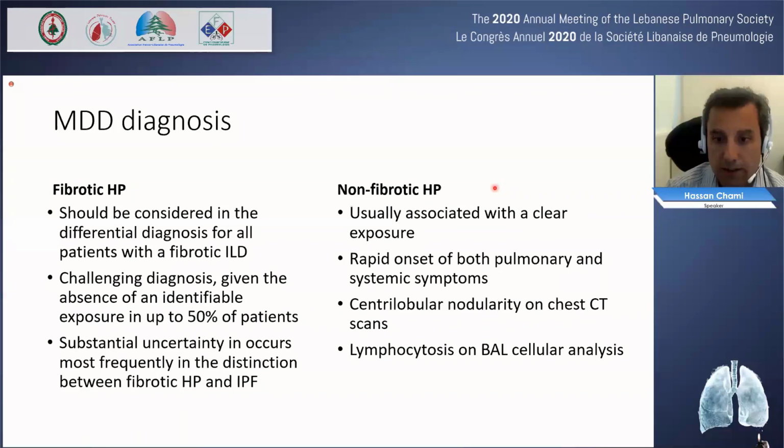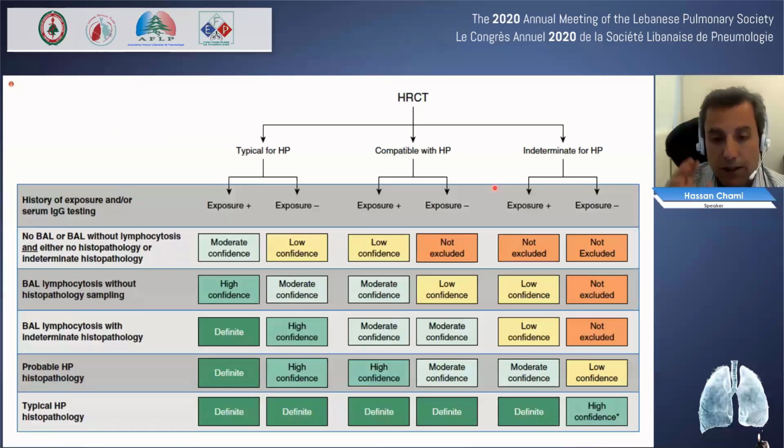Non-fibrotic HP, like I said, is less challenging. The guideline committee came up with diagnostic schemes that integrate all these findings of exposure, whether BAL is done, and whether a biopsy is done.